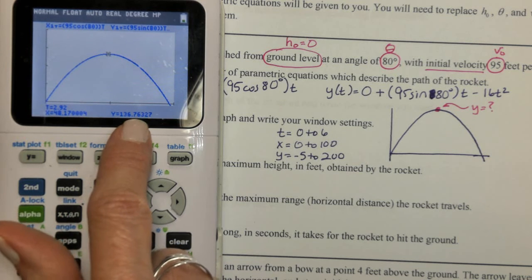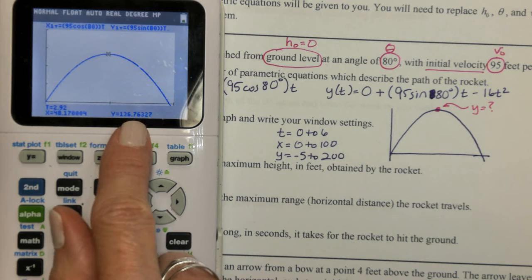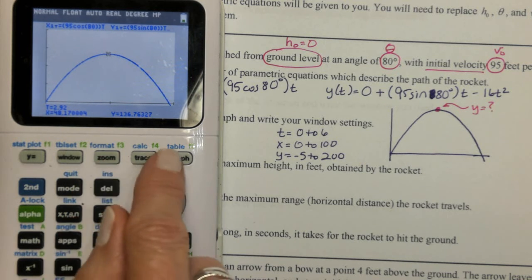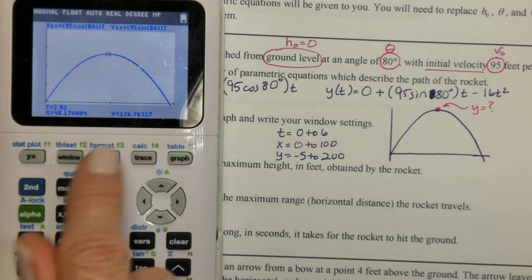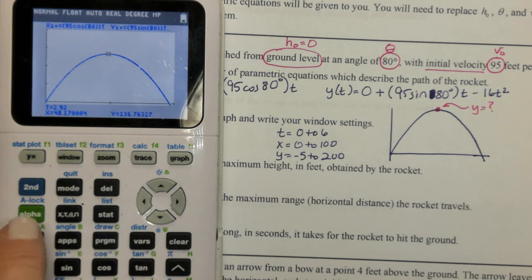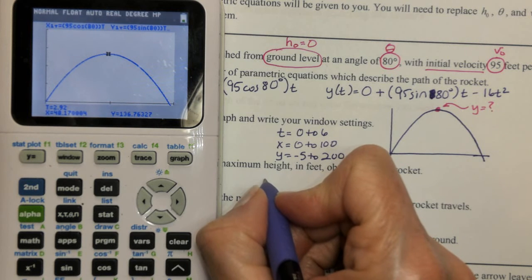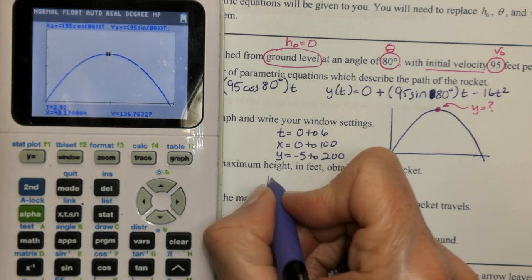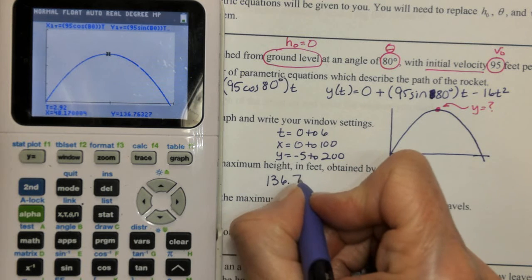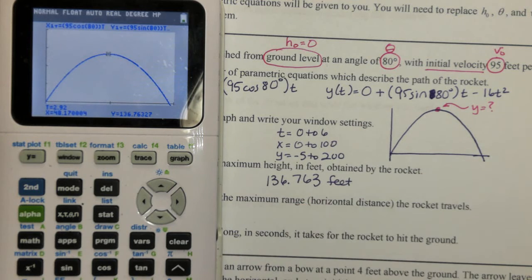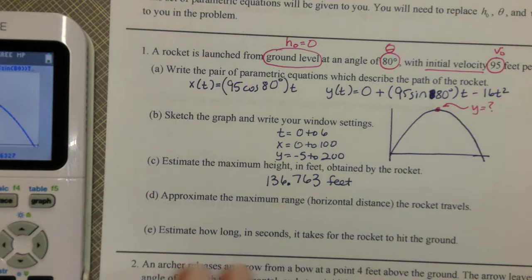We could get a better approximation by zooming in, but I don't need to. I could do zoom in and then zoom in, or do zoom box. That's another way. But we're just looking for an approximation. So I'm good to approximate it like this, and I'm going to say that that is 136.763 feet. That's approximately the maximum height.